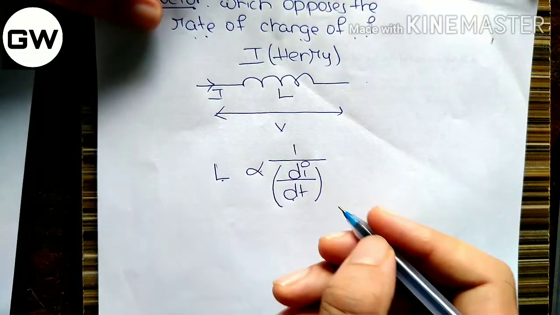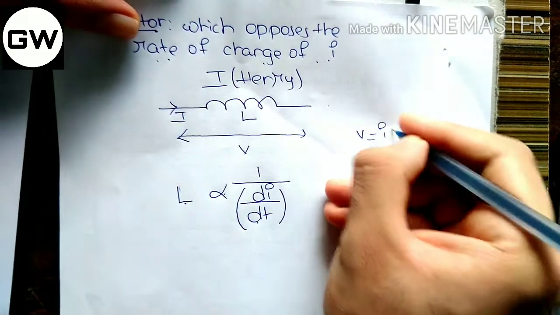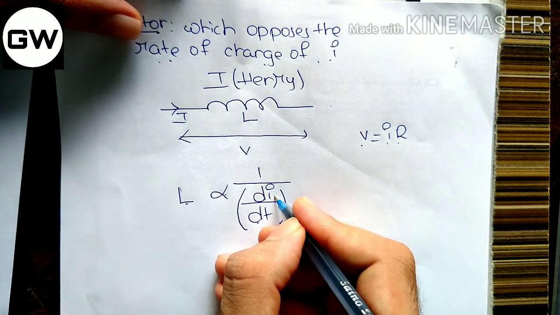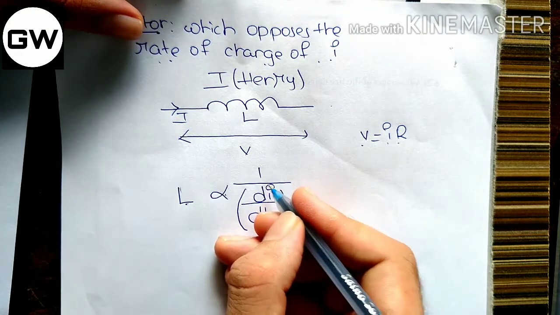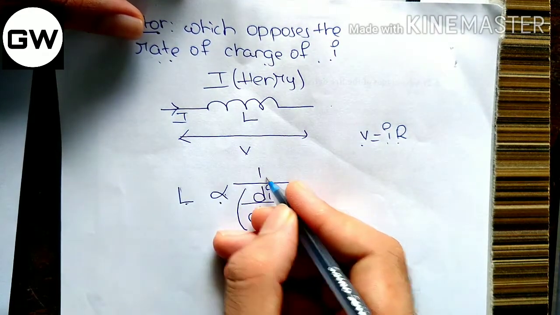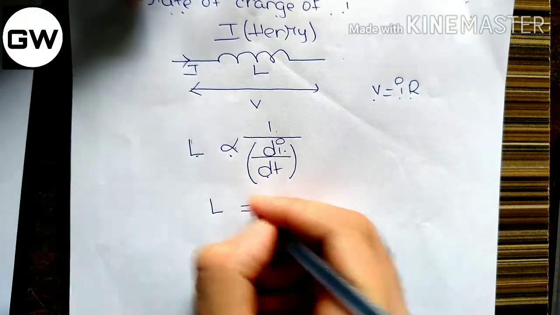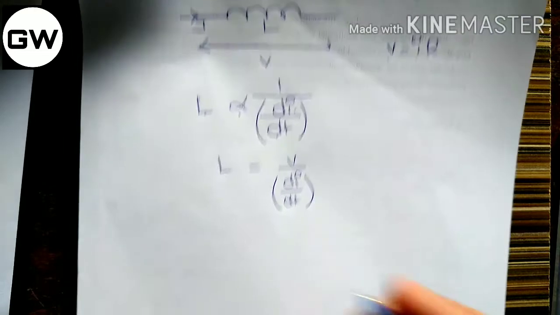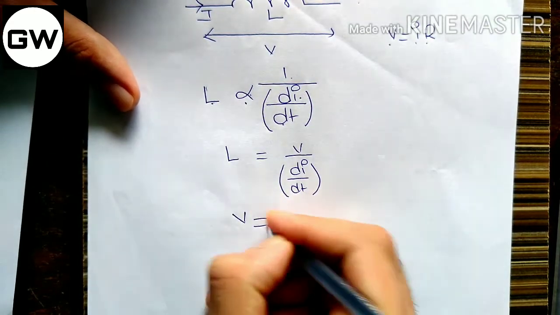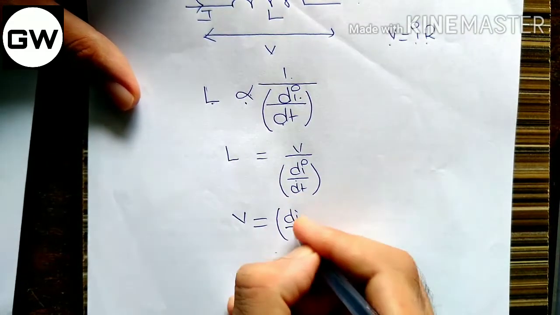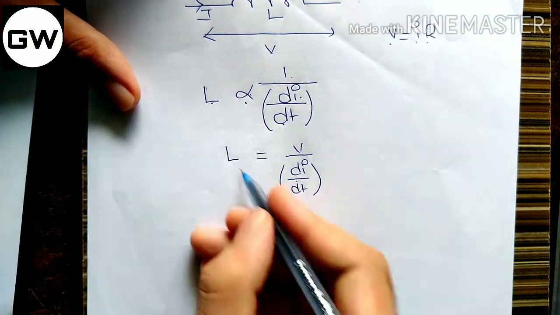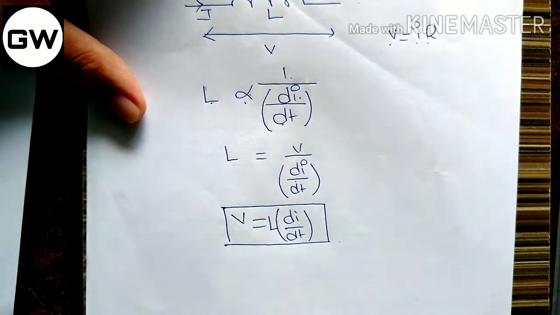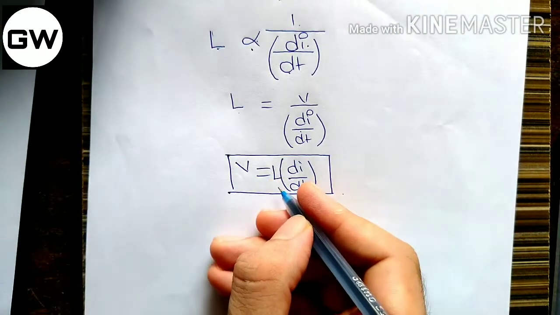Got it? By comparing with Ohm's law, V is equal to I into R, where R is a constant. The I parameter is already there, so the V parameter is missing. So by removing the proportionality constant, we keep the V parameter here: L is equal to V divided by di upon dt. Simplifying, V is equal to L into di by dt. This is the voltage across the inductor.